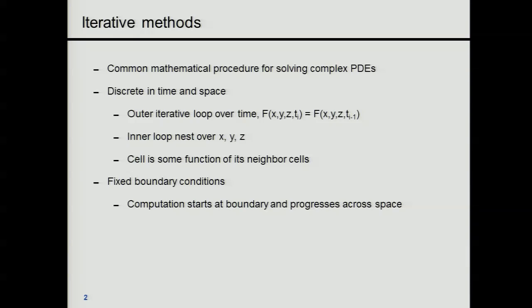So there's typically an outer iterative loop which executes over time. The state of the system at time t of i is some function of the state of the system at t of i minus 1. Then inside this iterative time loop, there's some loop nest over the dimensions of the problem, so here x, y, and z, in which the value of each cell or zone or element of the system is some function of its neighboring cells.